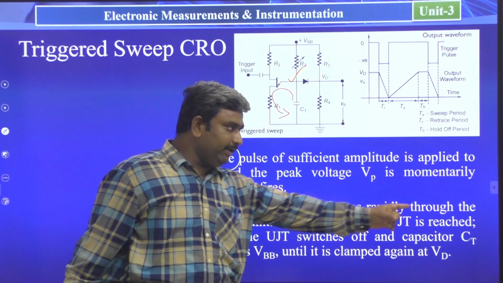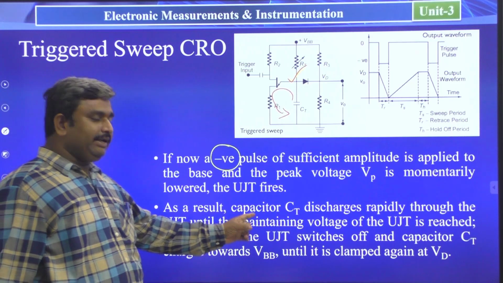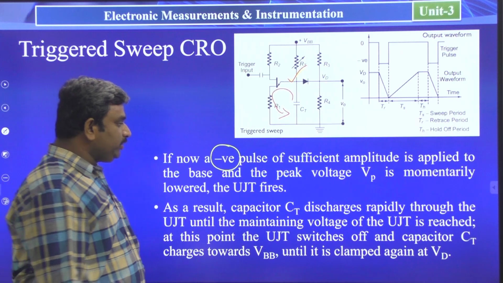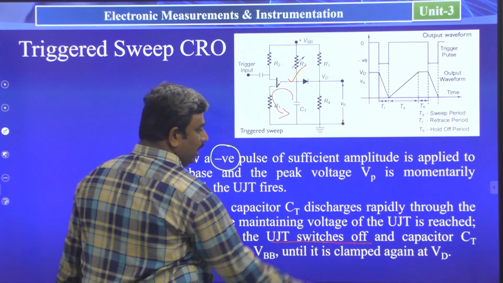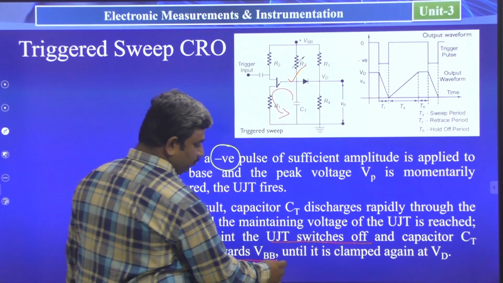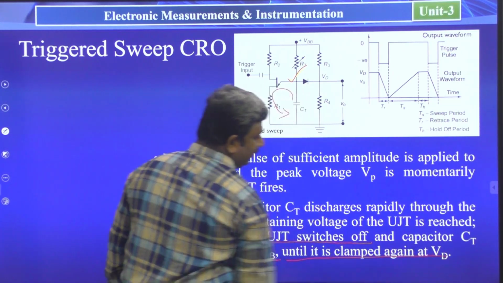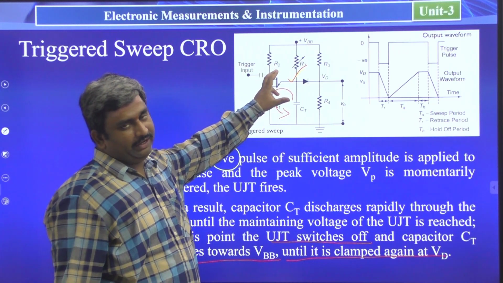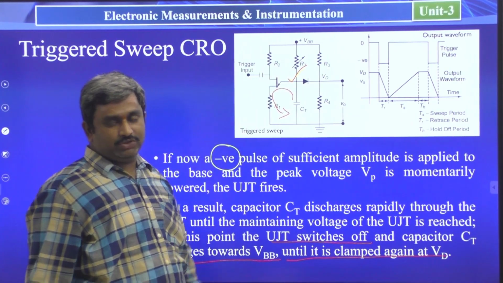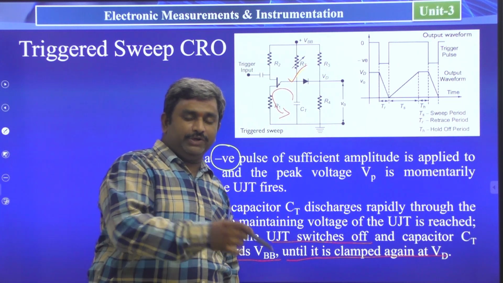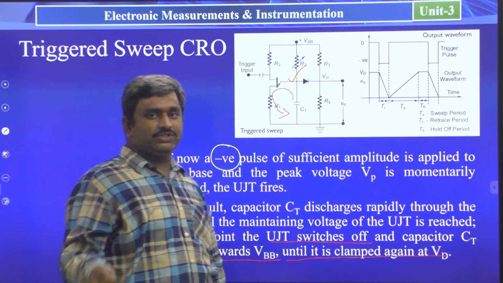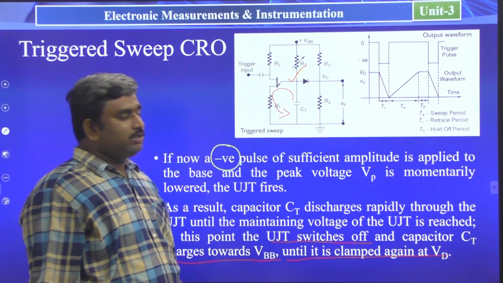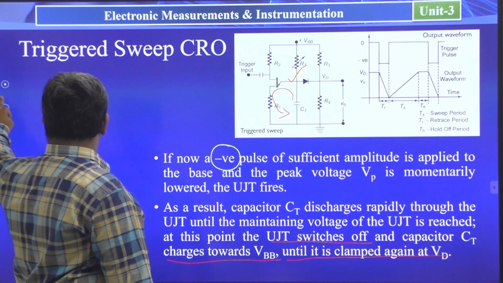CT discharges rapidly through the UJT until the maintaining voltage of the UJT is reached. At this point, the UJT switches off and capacitor CT charges towards VBB until it is clamped again at VD. So for every cycle, whenever you give the triggering pulse, only then is the UJT going from off state to on state, and only then is the capacitor going to discharge. So this is about the triggered sweep CRO.